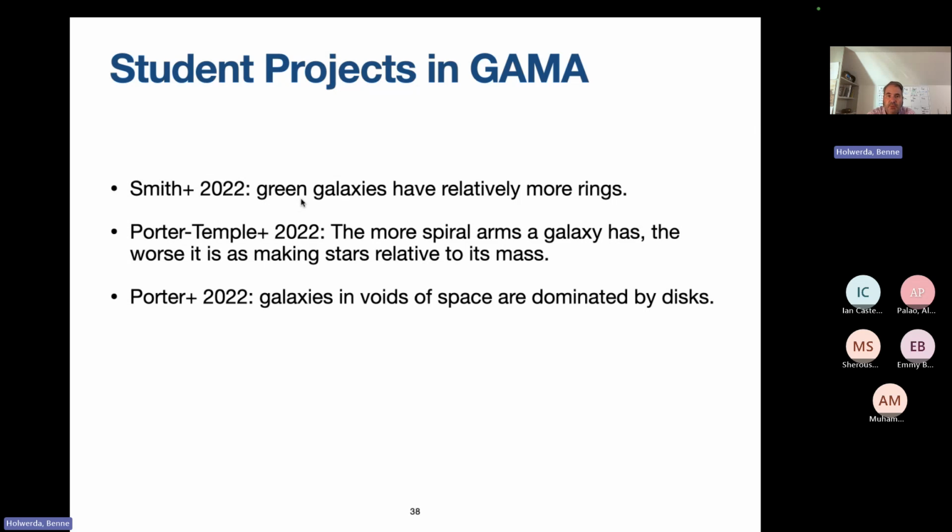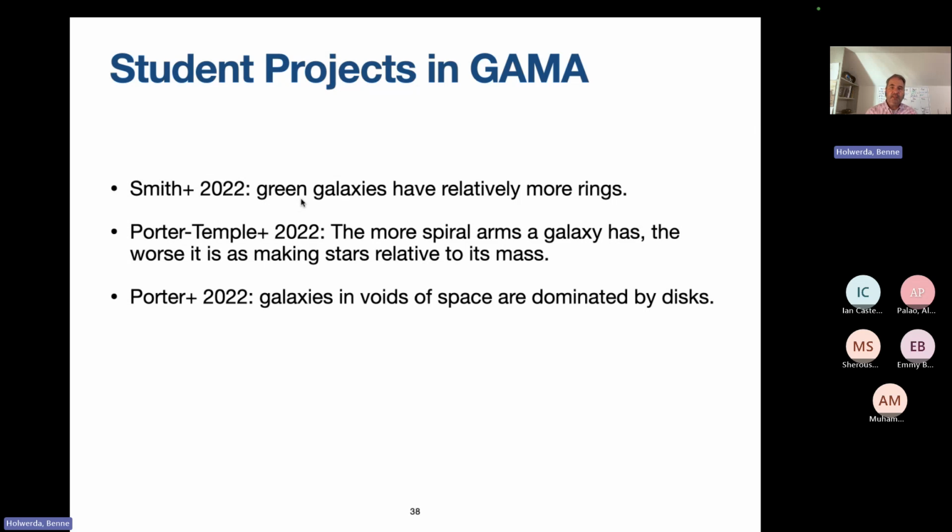Okay, so what kind of student projects did I do? I'm just going to advertise these. Dominic Smith in 2022 did green galaxies. He looked at the Green Valley and asked, hey, do they have anything that is odd compared to their blue brethren? And he found, yeah, they have more rings. So either if you go into the Green Valley you develop a ring, or you already had a ring and as you fade that becomes more prominent. It's a little unclear which mechanism is the driving one here, but the observational fact is that if you go into the Green Valley, more rings.